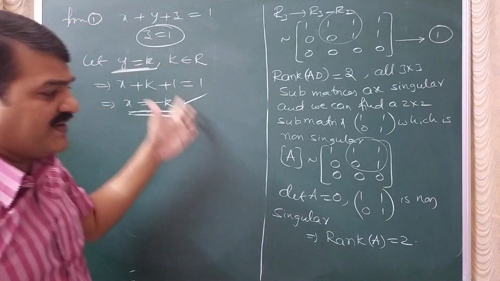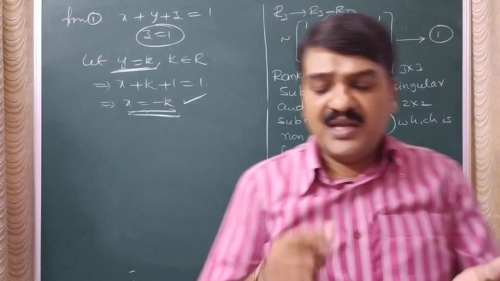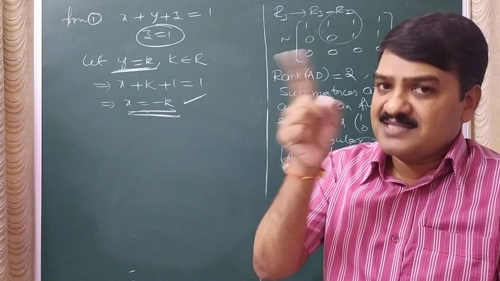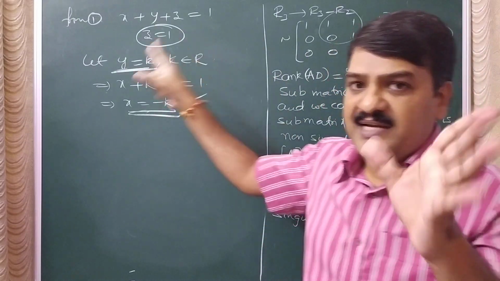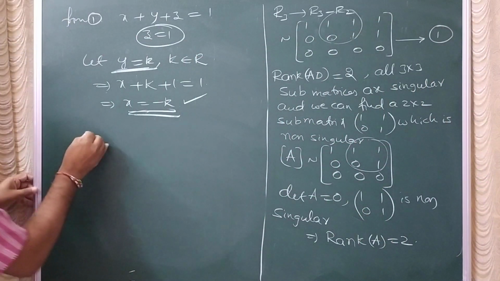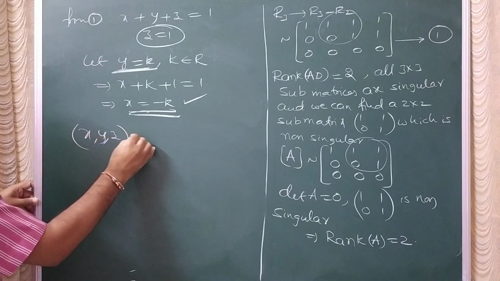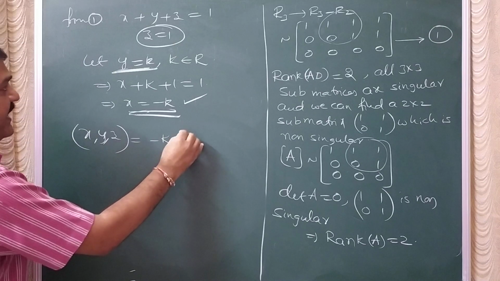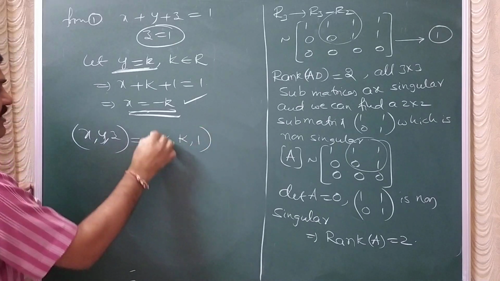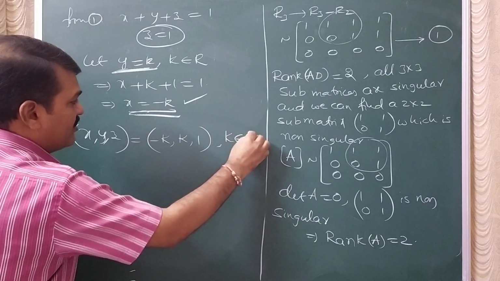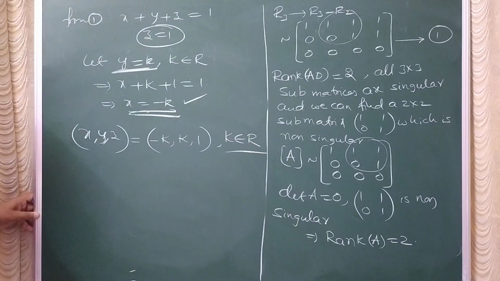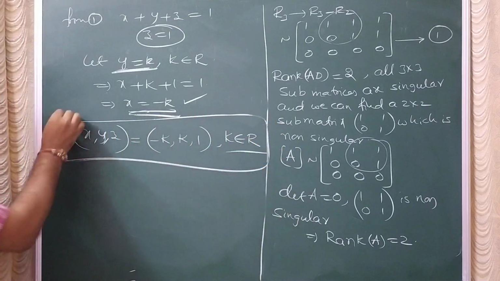Generally, in the infinite solutions model, you take either x or y or z as k and represent the solution in terms of k. So what is the solution? The solution x comma y comma z is minus k comma k comma 1, where k belongs to R is some constant. So this is the solution set.